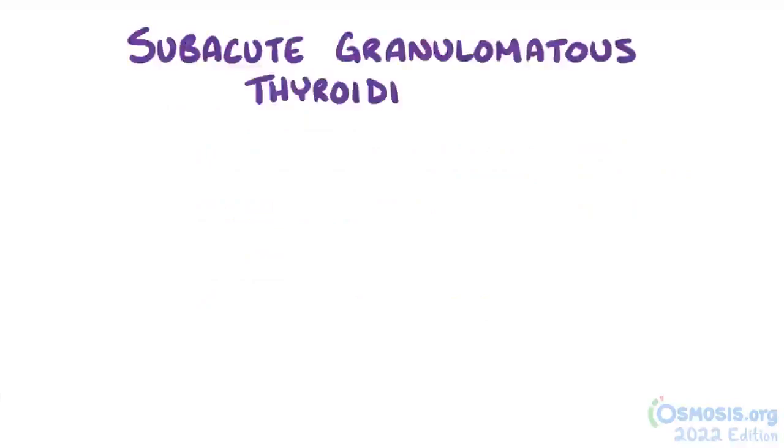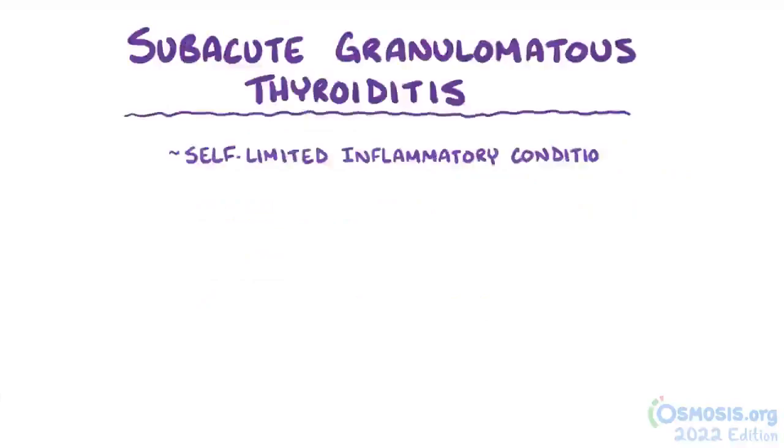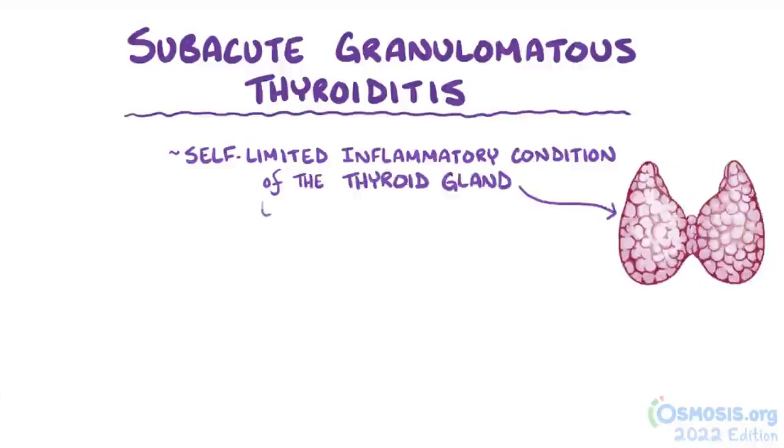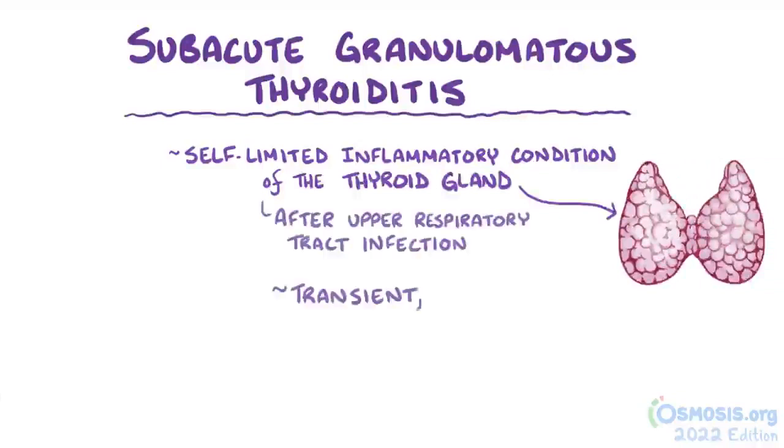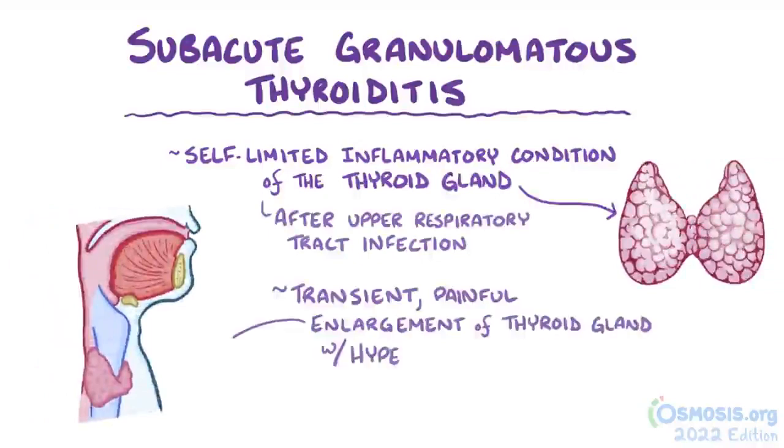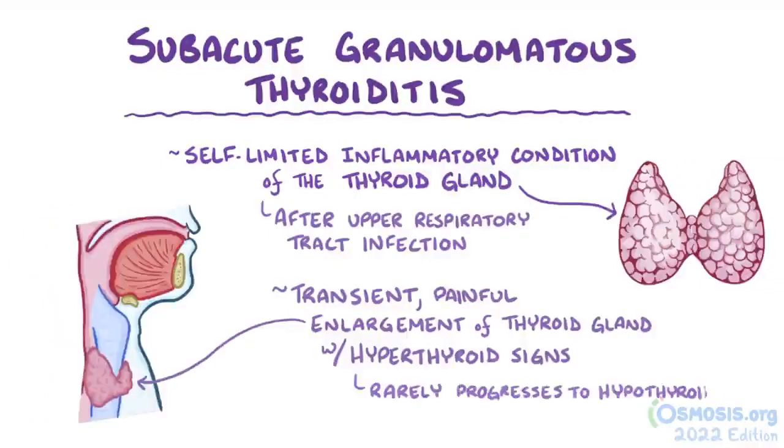Alright, as a quick recap. Subacute granulomatous thyroiditis is a self-limited inflammatory condition of the thyroid gland that commonly occurs after an upper respiratory tract infection. It presents as a transient painful enlargement of the thyroid gland with hyperthyroid signs, and on rare occasions, progresses to hypothyroidism.